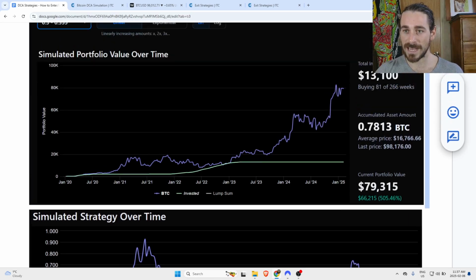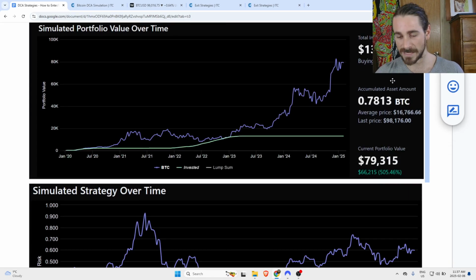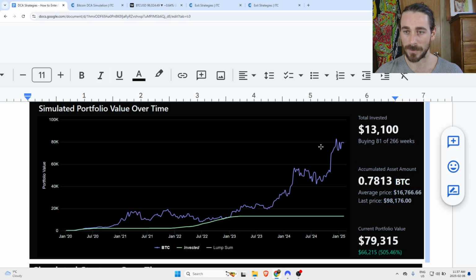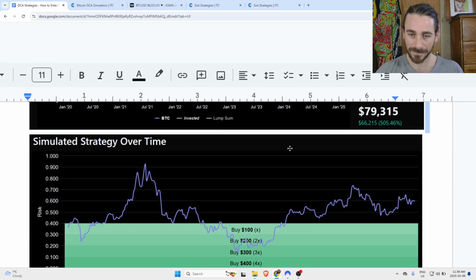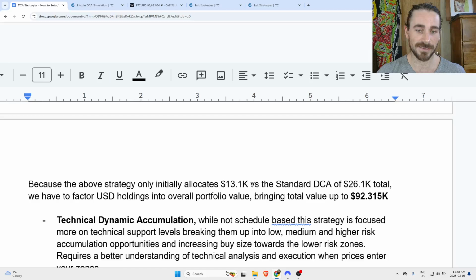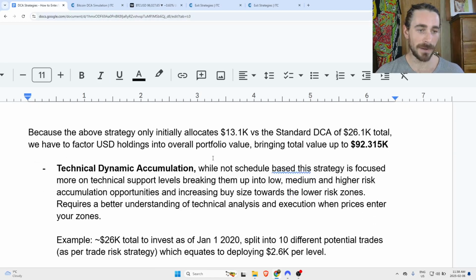Let's say you start with $26,000 or 26,100 roughly, the same amount as the other portfolio. You initially deploy 13,100, acquire this much Bitcoin, and it's currently worth 80,000. Then you're still left with another $13,000 of cash to deploy in the market as you see fit. So again, we see here the initial strategy only allocates 13,000 versus the standard DCA allocating 26,000. So assuming that you have that same amount available to invest, we just did it on a $26,000 basis.